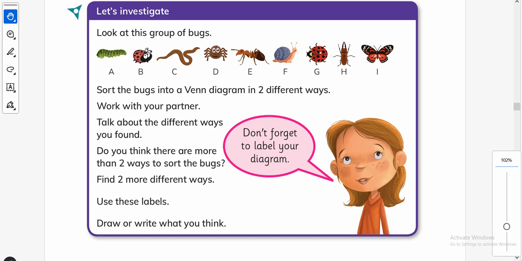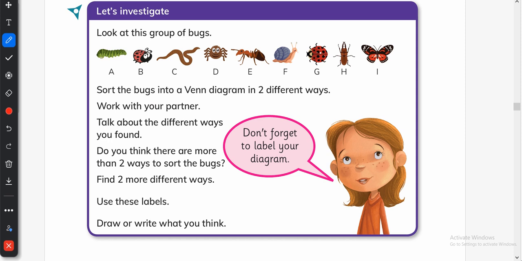Okay, look at this group of bugs. Sort the bugs into a Venn diagram in two different ways. Work with your partner, talk about different ways you found. Do you think there are more than two ways to sort the bugs? Yes, there can be. Okay, use these labels, draw or write what you think. Don't forget to label your diagram. Yes, without labeling, we cannot tell what is inside and what is outside.